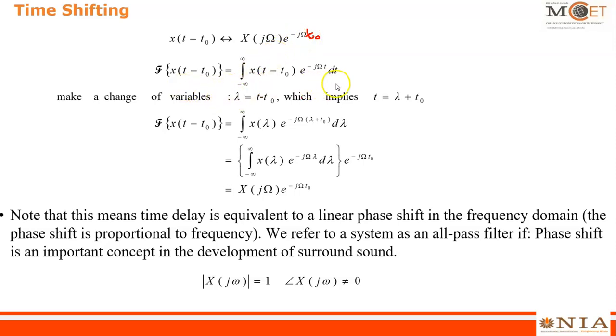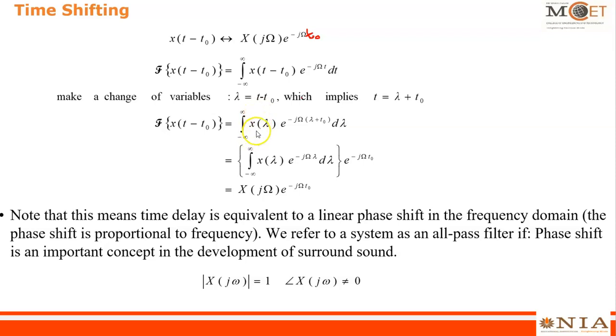And this is the Fourier transform formula, right? For Fourier transform of x of t minus t naught, the integral is varying from minus infinity to plus infinity. Instead of x of t, here we are replacing it with x of t minus t naught, e power minus j omega t dt. Next we go for substitution method. Here t minus t naught is replaced with lambda. So lambda is equal to t minus t naught, which implies that t is simply lambda plus t naught. Then we can substitute this lambda and t values in the above equation.